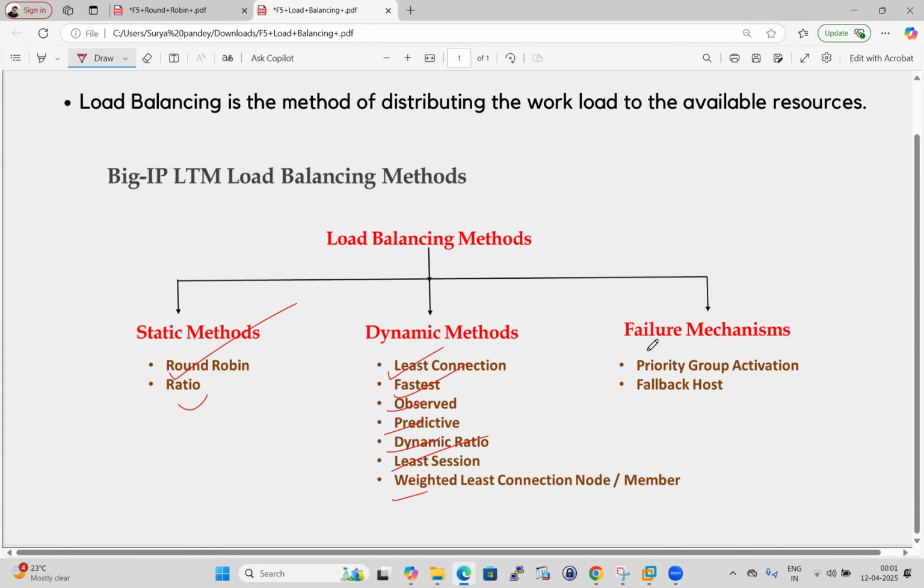Then we have the failure mechanism. We can use the priority group activation. Then we have the fallback host also. And this question is generally asked, very, very important, guys. This question is generally asked in the interview. It's very, very important.